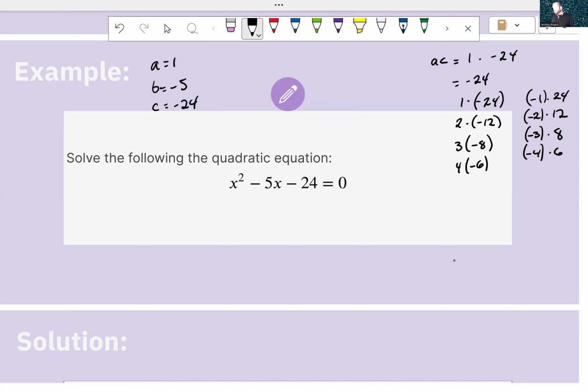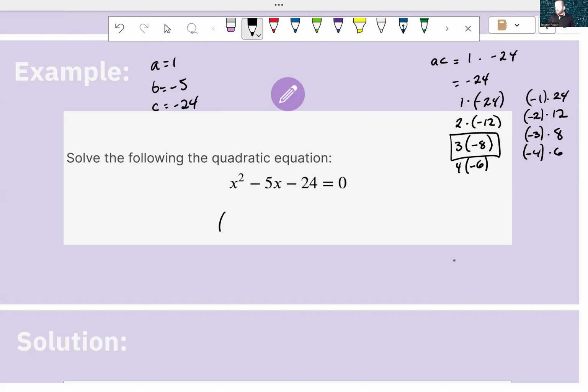So we are looking for which of these factor pairs, if we added them together, equals what b is. So b equals negative 5. Now instead of multiplying these, we're just going to look to see what it would be if we added them. So the answer for this one is 3 plus negative 8 gives us negative 5.